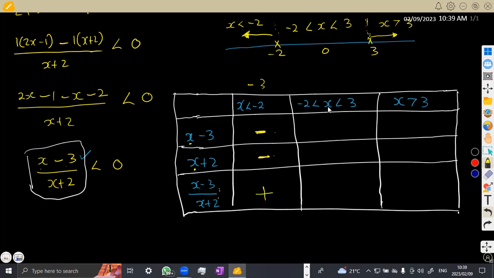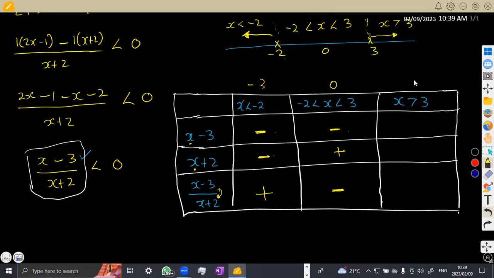All right, we move on to values in between -2 and 3. You can pick any value of your choice. In this case, I can pick 0. Take note, from -2 up to 3, 0 is in between. So when x is 0, that's 0 minus 3, which is -3, a negative. 0 plus 2 is 2, a positive. We divide the numerator by the denominator: negative divided by positive is a negative.